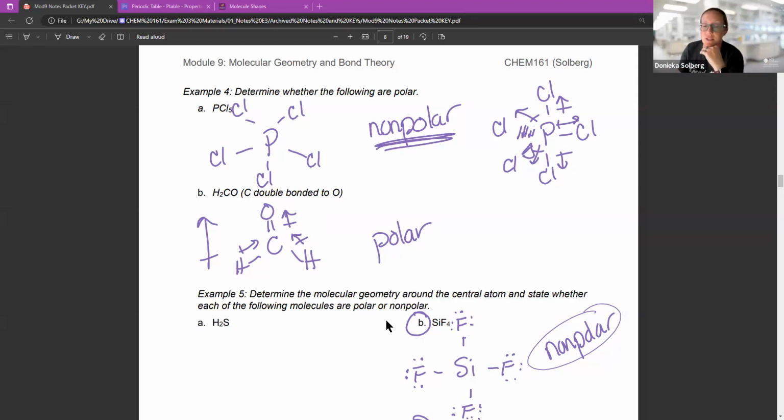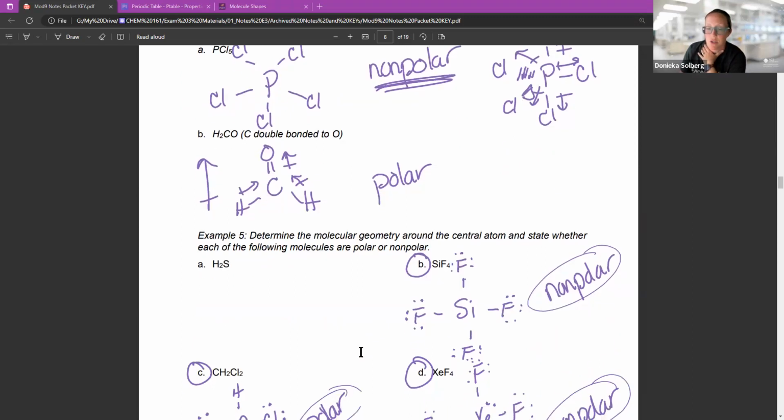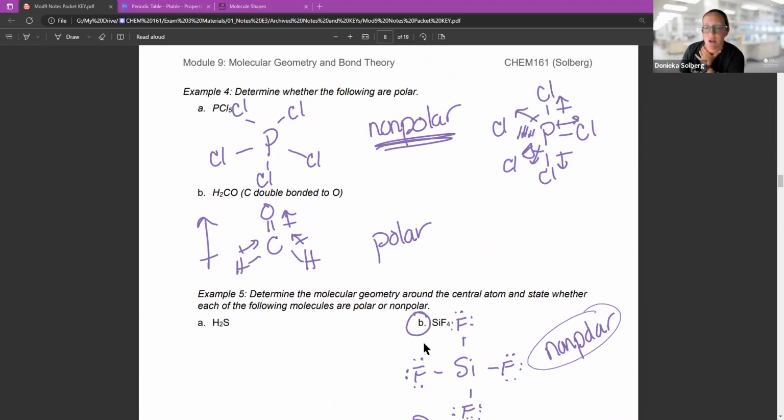So example number 5 says determine the molecular geometry around the central atom and state whether each of the following molecules are polar or non-polar. So I did a couple of these. I'm going to talk through SiF4 and then you should try A, C, and D. Okay, I drew SiF4 here. Make sure you draw a Lewis dot structure and count your valence electrons. This is completely symmetrical. There are no dots on the middle, so this one is going to be non-polar. So I would go ahead and pause it here and then try these other ones.